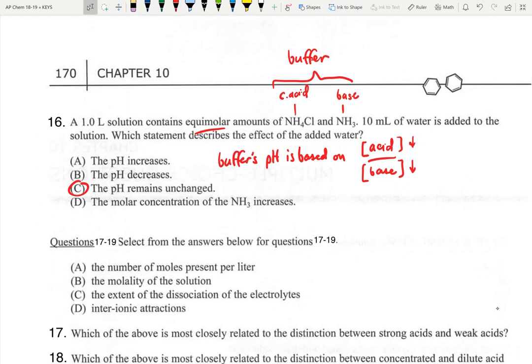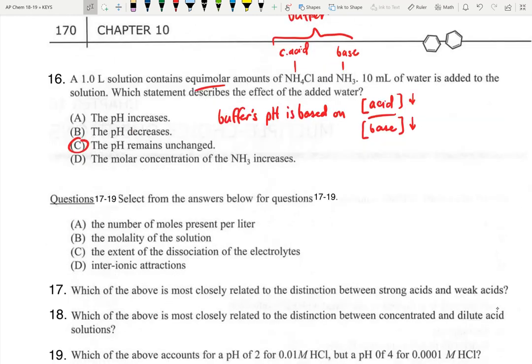And if you think about that ratio as being moles of acid over moles of base, which is also valid for buffers, by adding water, you haven't changed the moles of acid or moles of base at all, right? Those haven't changed at all. You've decreased their molarities, which doesn't matter. You haven't changed their moles. Therefore, the pH is going to stay exactly the same.